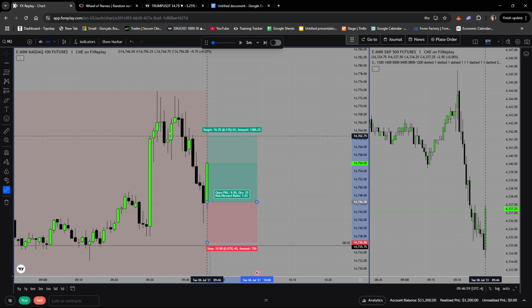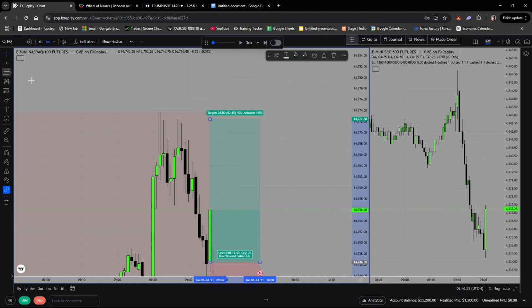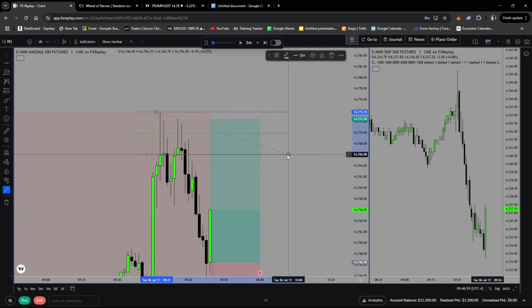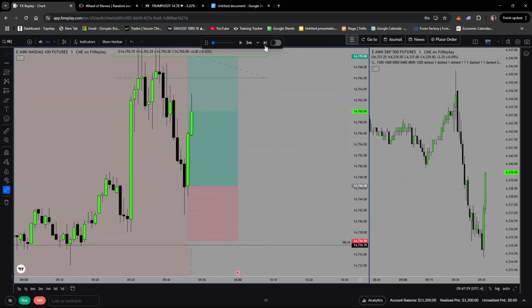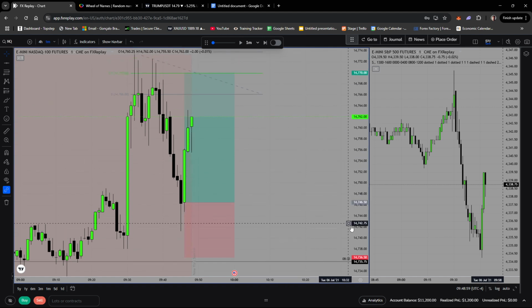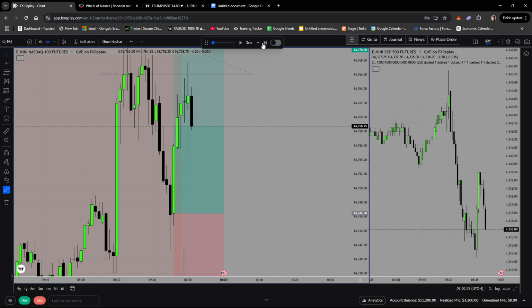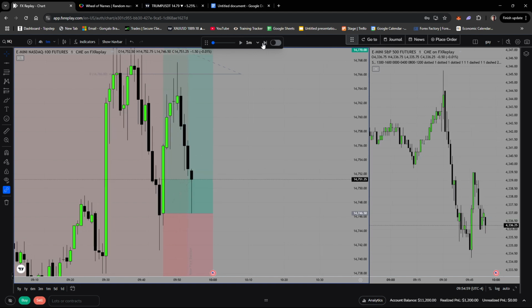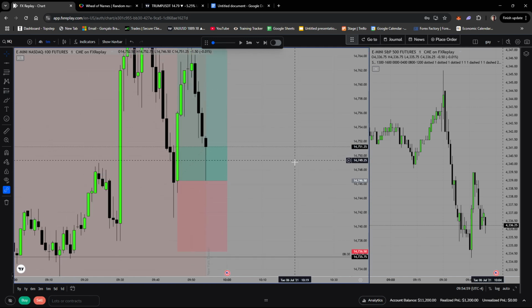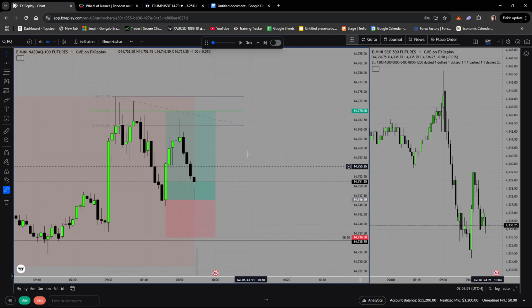So the target here, volume imbalance. No. Let's just zoom in to make sure. Okay, perhaps I'm going to target the CE of this wick. It's also a valid target. If it comes back, we'll add the order. Okay. So we are in. Or are we in? Yeah, we are in. So let's just replay one candle.